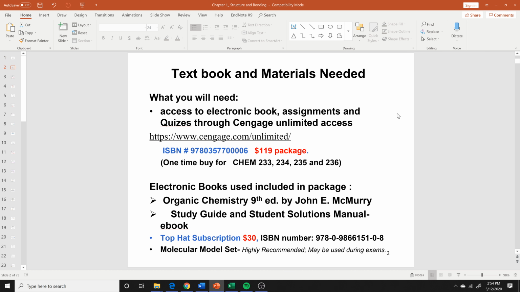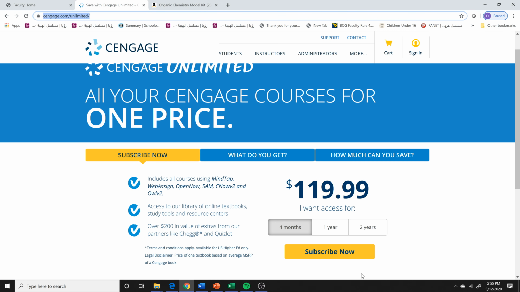you would need to buy an electronic access. And this electronic access is for Organic 1, Organic 2, Lab 1 and Lab 2, and the package costs like this, and you can easily log into Cengage.com unlimited in there. Here you go, and you can subscribe and get the access to that.